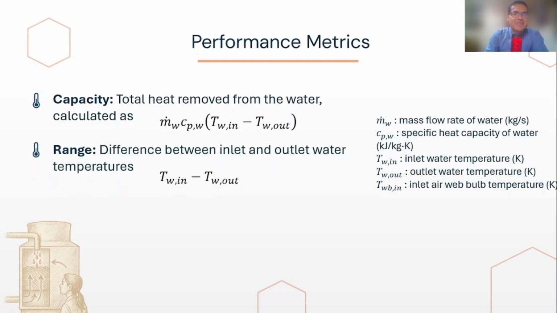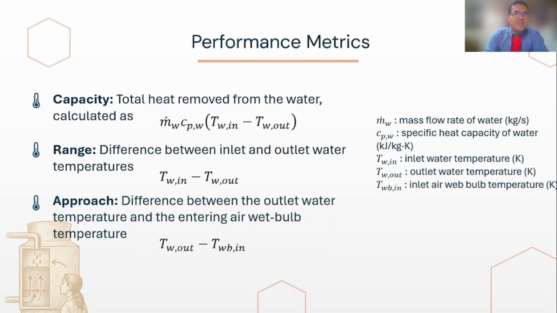The range simply refers to the temperature difference between the entering and exiting water. It indicates how much cooling occurred within the tower. Higher ranges typically imply more cooling, but they must be interpreted in the context of flow rate and system design.